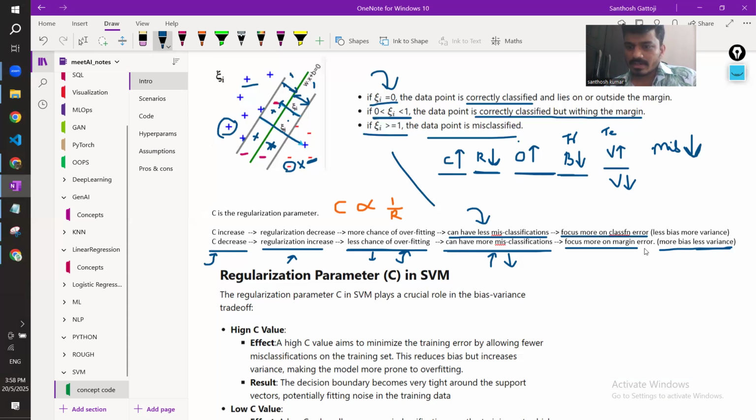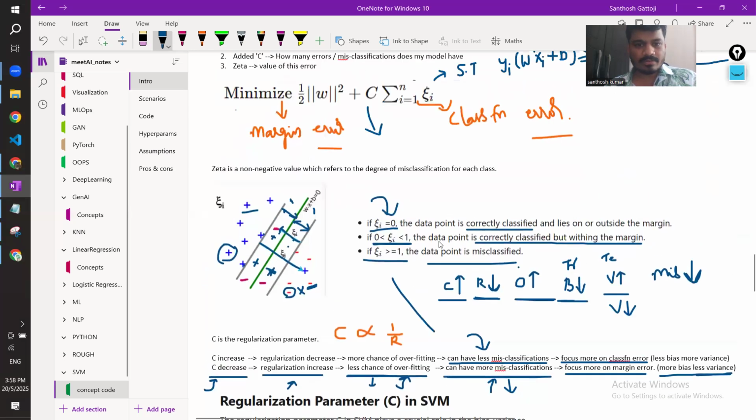What am I saying when we can have more misclassifications? If you're having more misclassifications, what does that mean? Let's try to understand. One is margin error and one is classification error. So when I'm saying C is less, obviously we are having more misclassifications.